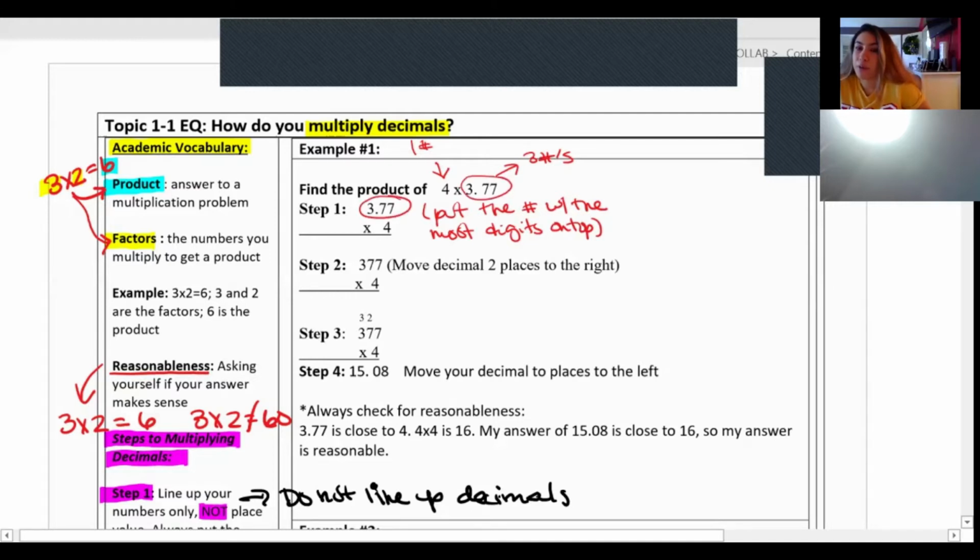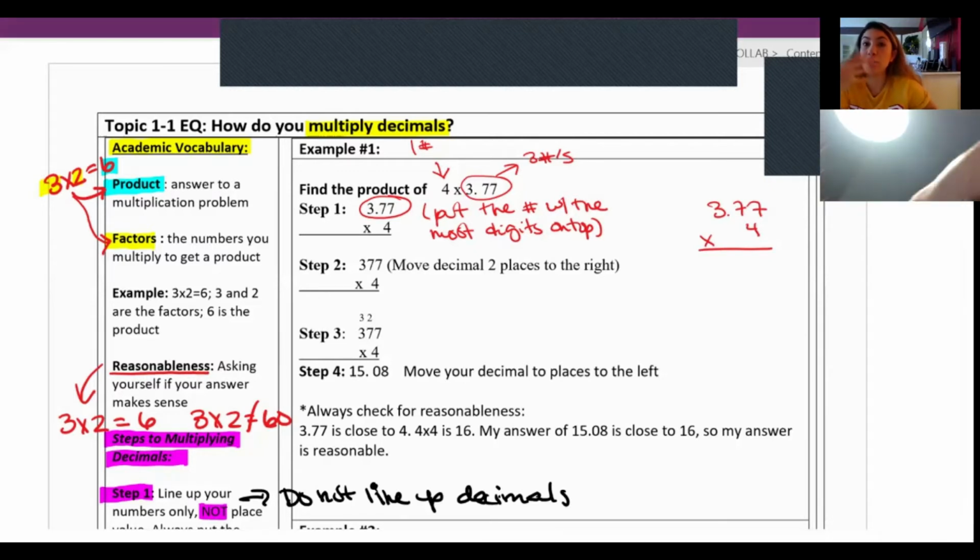And then we're going to put the 4 underneath, but we're going to start writing our values from our furthest right. Okay, so that's why the 4 is under that 7, because we're not lining them up by place value. We're just lining them up by starting from the furthest right. So when we move into step 2, in our notes it says that we're going to take our decimal and move it 2 places to the right.